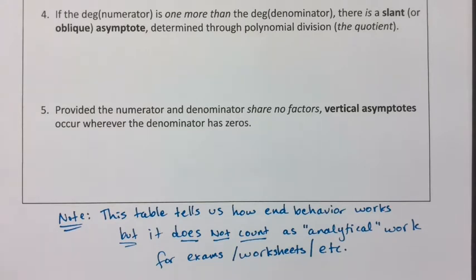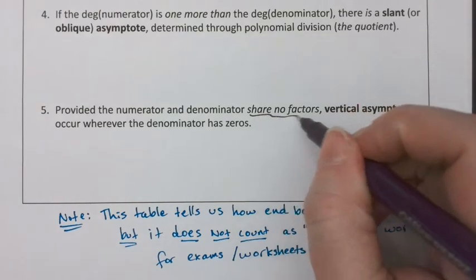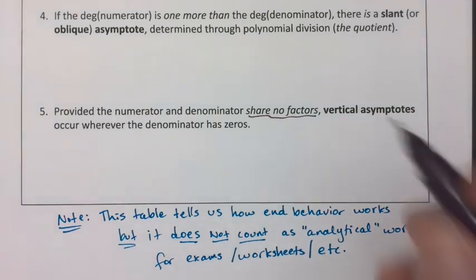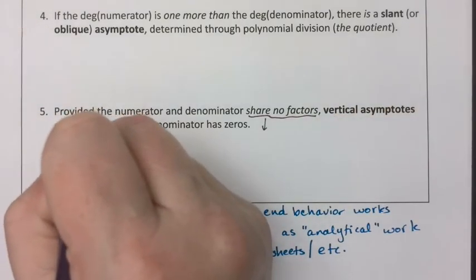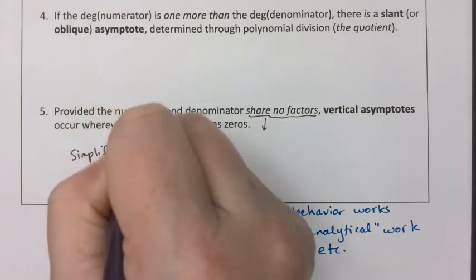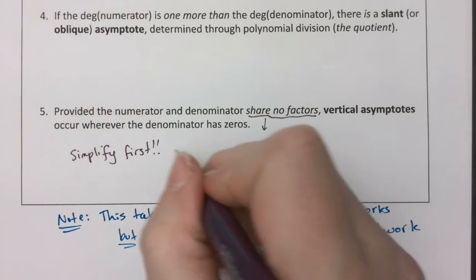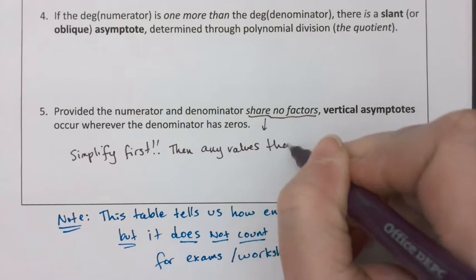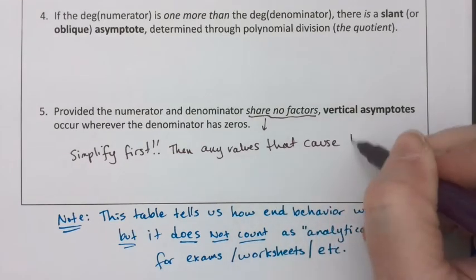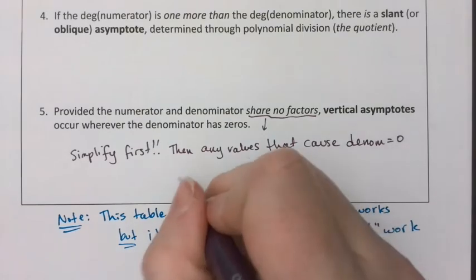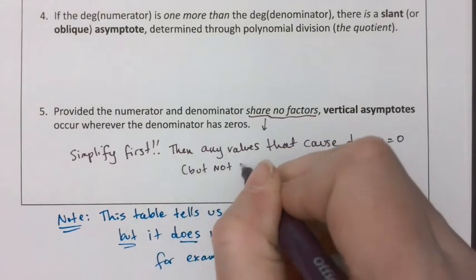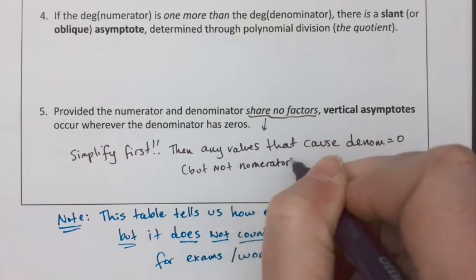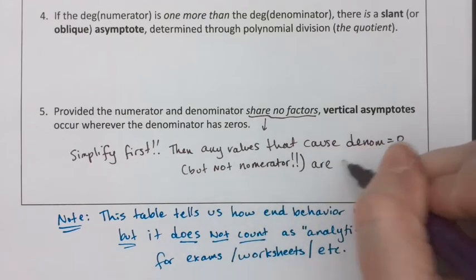So vertical asymptotes are when the numerator and denominator have been reduced and simplified, and they share no factors. That's what a lot of students forget. So in other words, you must simplify first. Then any values that cause the denominator to be equal to 0, but not the numerator, let me just mention that, are vertical asymptote values.